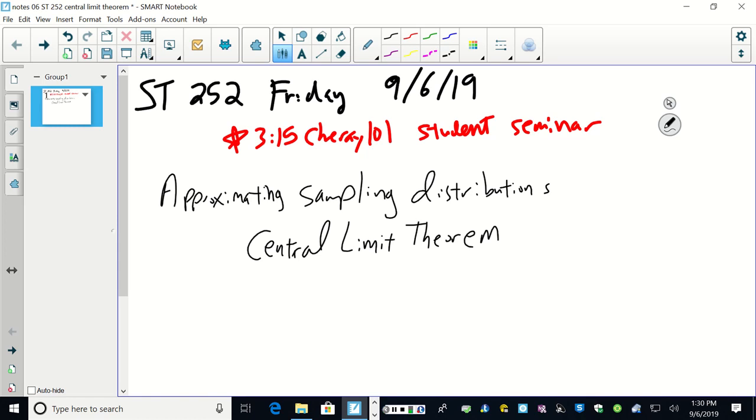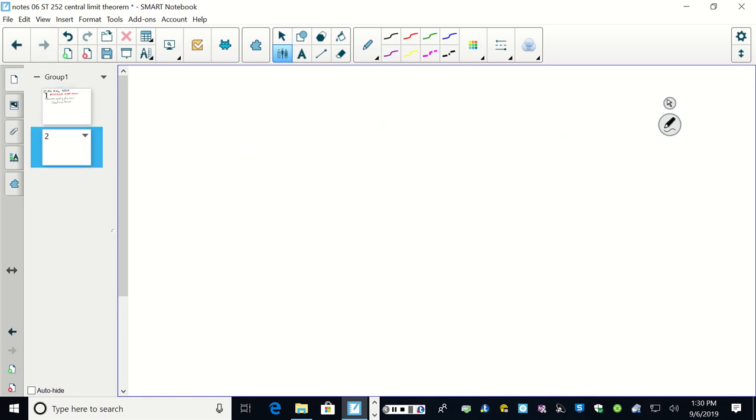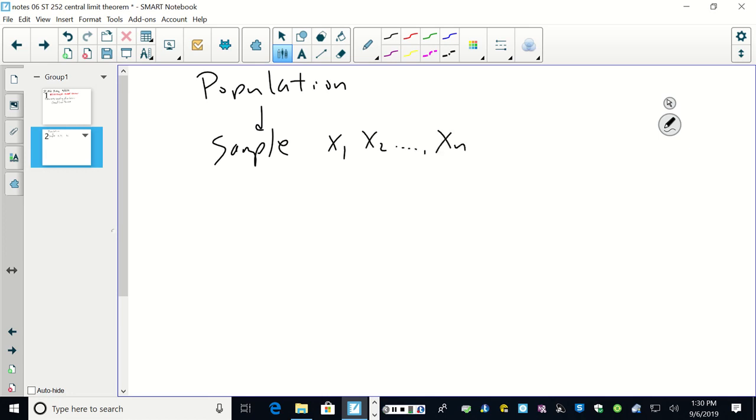So today we want to talk about approximating sampling distributions, and in particular the central limit theorem. So the context of where this is: we have some population, and from this population we're taking a sample, and we're getting some data, the x1, x2, up to xn, and we are reporting some statistic. The book calls it T. Could be a test statistic, like in hypothesis testing, but it could just be a descriptive statistic as well, just to describe what the population might look like.